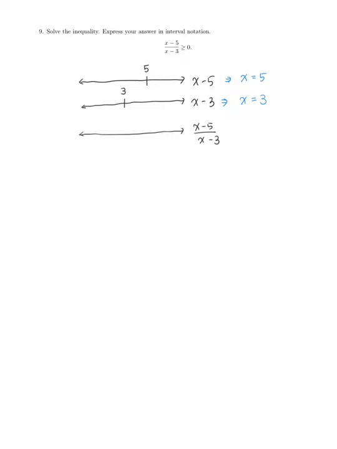However, look at the denominator. Denominator is x minus 3. Now remember that we cannot have 0 on the bottom. So what's going to happen is that there is going to be a vertical asymptote at x equals 3. So here, no matter what, 3 will not be included in the solution set. So I'm going to put an open circle around it so that I remember that x equals 3 cannot be the solution.